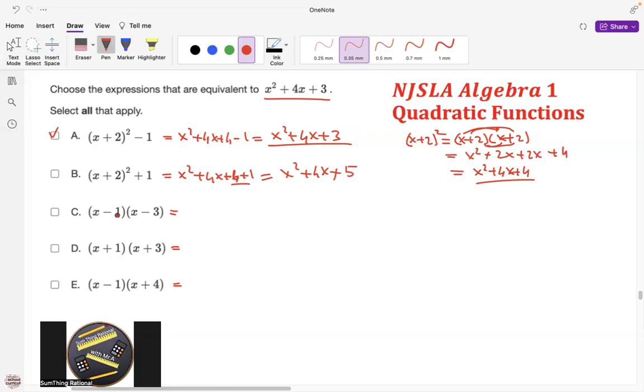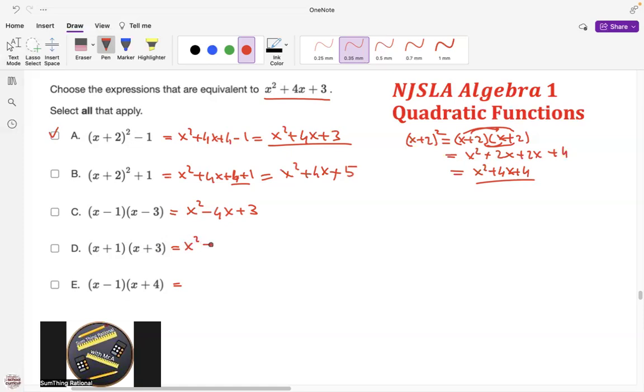What about these two multiplied? X squared, minus x and minus 3x is minus 4x, okay? And minus 1 times minus 3 is plus 3. So are they the same? No, slight difference. There is a negative 4x, and we need a positive 4x. We say no again.